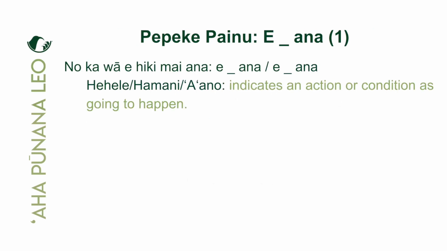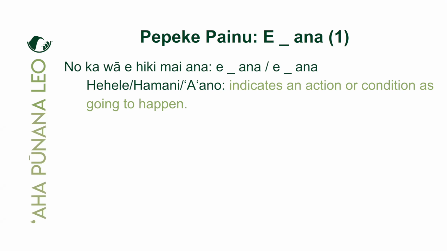Oh yeah, let's take a look at eana e kahi. And again, eana e kahi is no ka wā e hiki mai ana, eana eana. In the positive and negative form, they stay the same. Nothing changes. All right. So again, with hehele, hamani, and ʻaʻano verbs, it indicates an action or condition that's going to happen. Yep, it hasn't happened yet. It's not happening right now. It is going to happen.